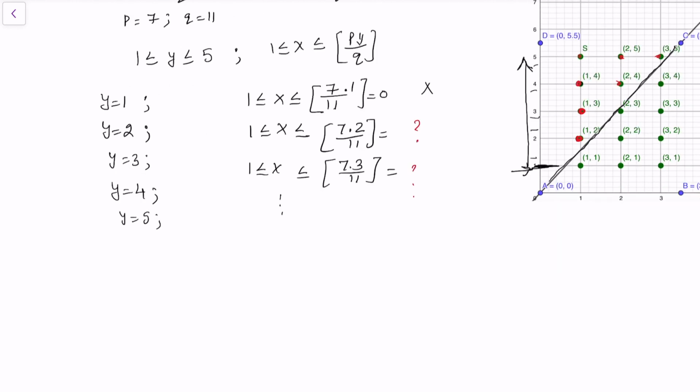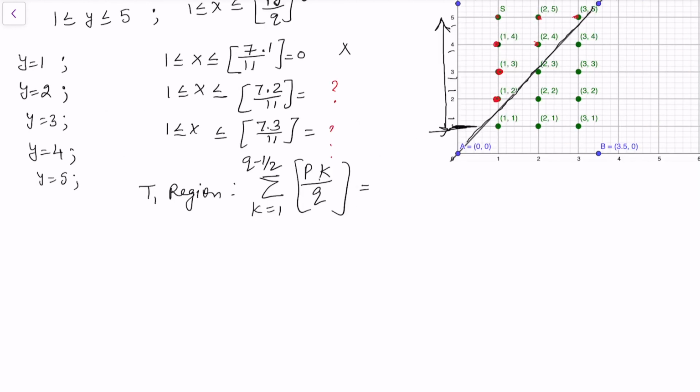Similarly, generalize this formula. So we can see how many lattice points exist in the region T1. This is equal to the summation of the greatest integer of pk by q, where I am replacing this y by a general value k varying from 1 to q minus 1 by 2, and that is the number of lattice points. From the example, k varies from 1 to 5, p is 7, k remains k, and q is 11. So we can open this quantity.